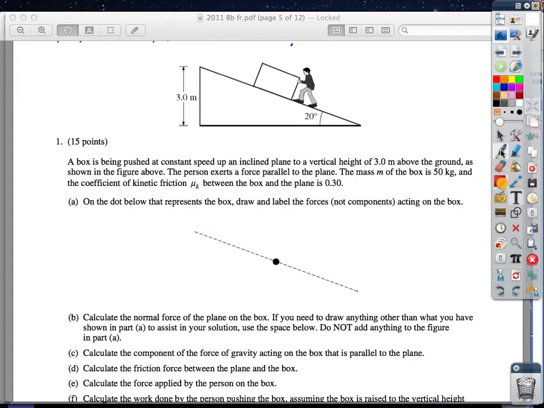Hopefully... Not below. Draw the label of forces. So we got this, this, that, that. So there's FA, FF, FN, FG. Did I miss anything? I think that's it. Notice it says not components, so do not crack gravity. If you crack gravity, you will lose points. Not because it's wrong to crack gravity, but because you are too stupid to read the directions.